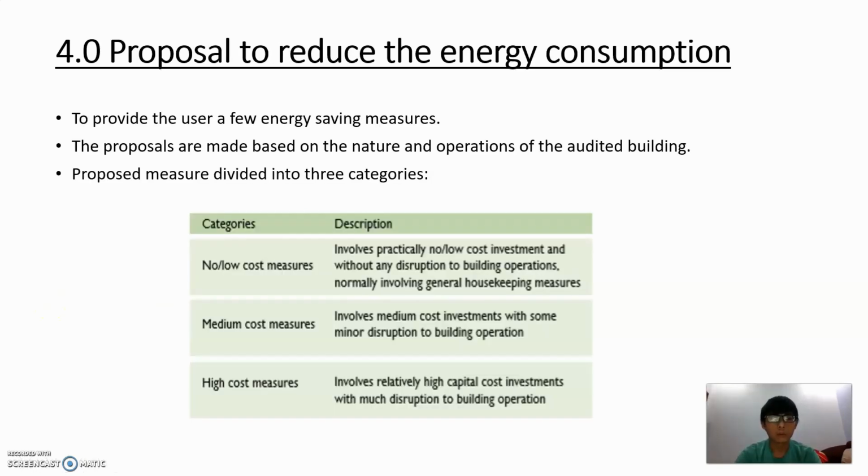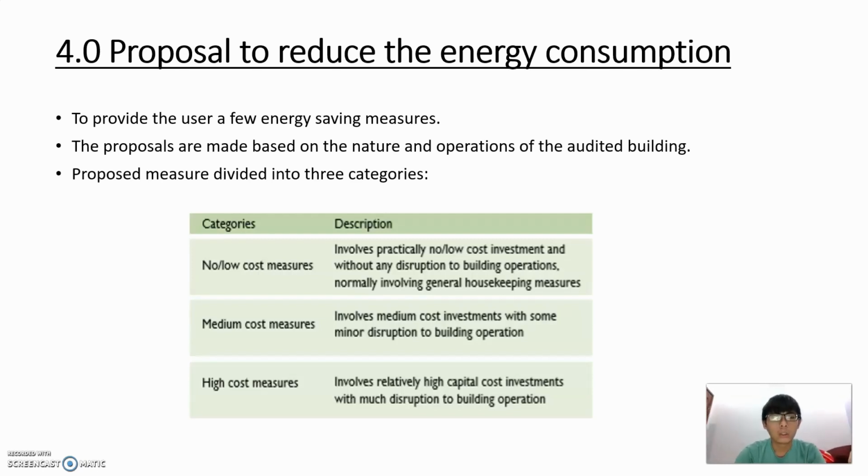Next, I will proceed with the proposal to reduce the energy consumption. The proposal is a must to carry out to provide the user a few energy saving measures. Okay, the proposals are made based on the nature and operation of the audited building. The proposed measures are divided into 3 categories, which are no and low cost measures, medium cost measures, and high cost measures.